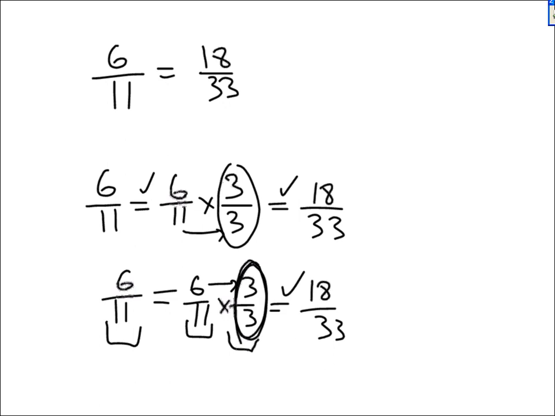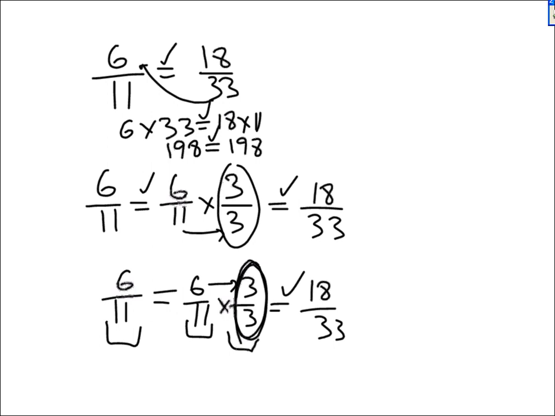If you didn't like that, you can cross multiply. 6 times 33 equals 18 times 11. If you worked it out, they both equal 198. So they're equal. Yes, the proportions are the same.